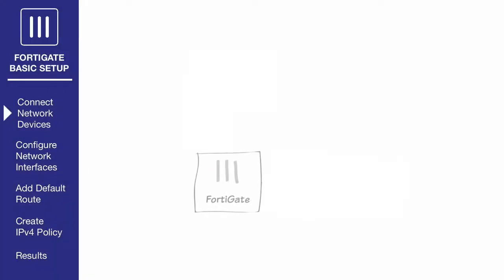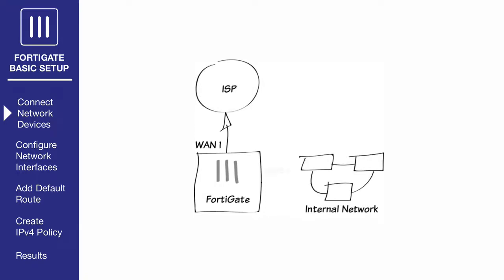First, you'll need to connect your FortiGate into your network setup. Connect the FortiGate's internet-facing interface, usually WAN 1, to your ISP-supplied equipment, and connect a PC to the FortiGate using an internal port, usually port 1. Power on the ISP equipment, the FortiGate unit, and the PC that is now on the internal network.